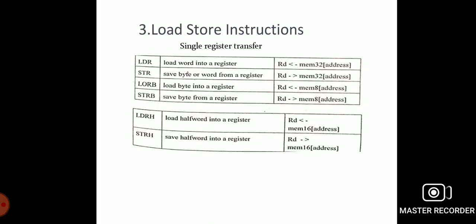Now we can see the load store instructions. It is a single register transfer instruction. There is a load word into the register, that is RD is equal to memory of the 32-bit address, and store byte or word from a register, and load byte into a register, and store byte from a register, and also the load half word into a register and store half word into a register. So these are the data loads to the single register.